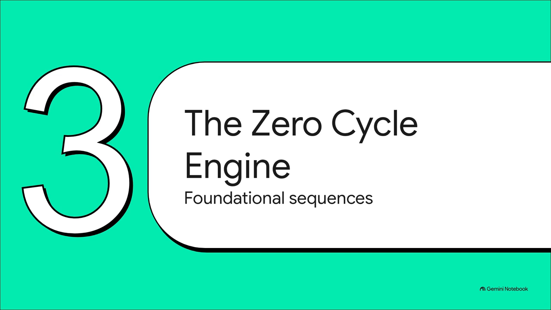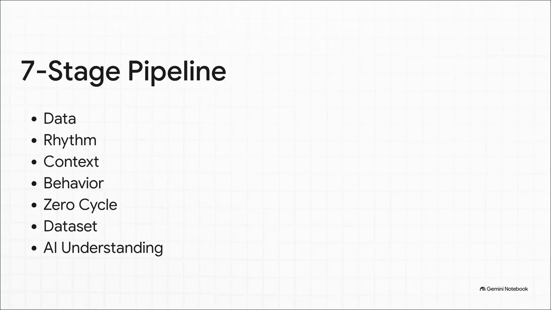Now that we've wrapped our heads around the topology, let's look at Section 3, the zero-cycle engine. This is the formal mathematical engine powering this whole thing. The SRBMPR framework runs on a very strict, non-destructive 7-stage pipeline.